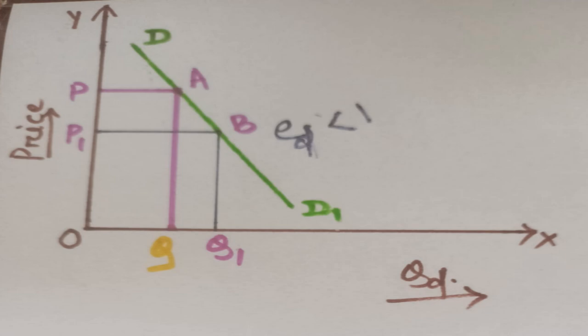the relatively inelastic or inelastic by drawing a steeper linear demand curve. In the figure D1, look at the change in price from OP to OP1 is leading to a change in quantity demanded from OQ to OQ1. So here the change in quantity demanded is lesser than, or proportionately lesser than, the change in price. So the elasticity of demand in this case is less than 1 but greater than 0.